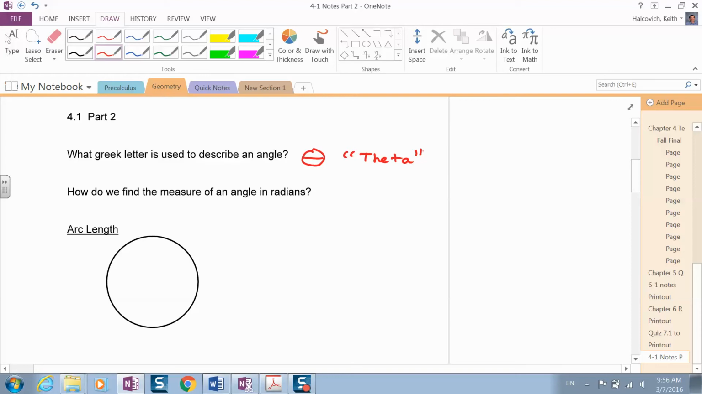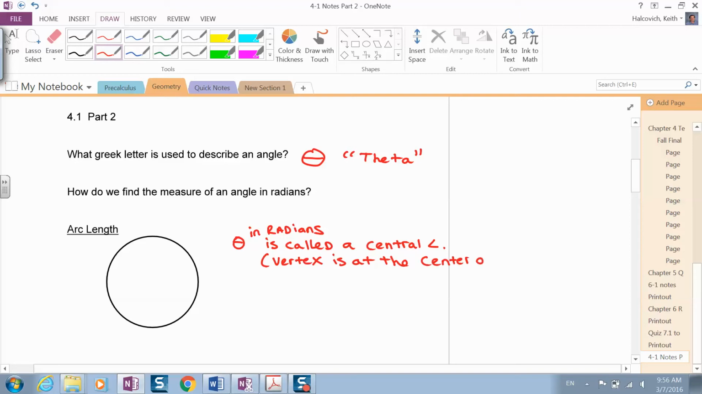Arc length. Remember, theta in radians is called a central angle. All right, so theta is always a central angle. And remember, what it means to be a central angle is that the vertex is at the center of the circle.